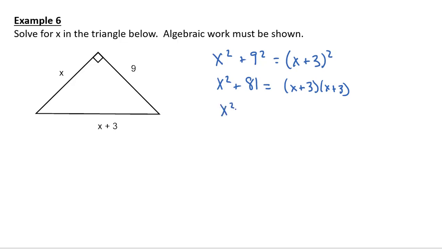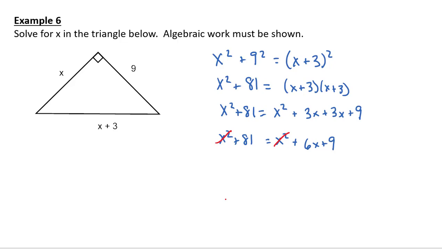I'm going to FOIL that out. First term, outer term, last term. So I have x squared plus 81 is equal to x squared plus 6x plus 9. If I subtract x squared from both sides, those cancel. I'm going to subtract the 9 over to the 81 to get 72 is equal to 6x. I divide by 6, and I get x to equal 12.